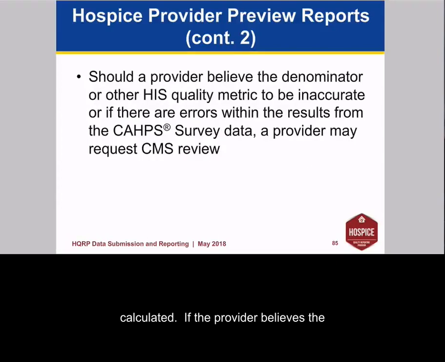Should a provider believe the denominator or other HIS quality metric to be inaccurate, or if there were errors within the results from the CAHPS survey data, a provider may request CMS review. A hospice can request that CMS review the data for suppression from the Hospice Compare website. Any such request must be made during the 30-day provider preview period. It is important to note inaccurate data due to provider-made errors on the HIS is not a valid reason to request CMS review of data.